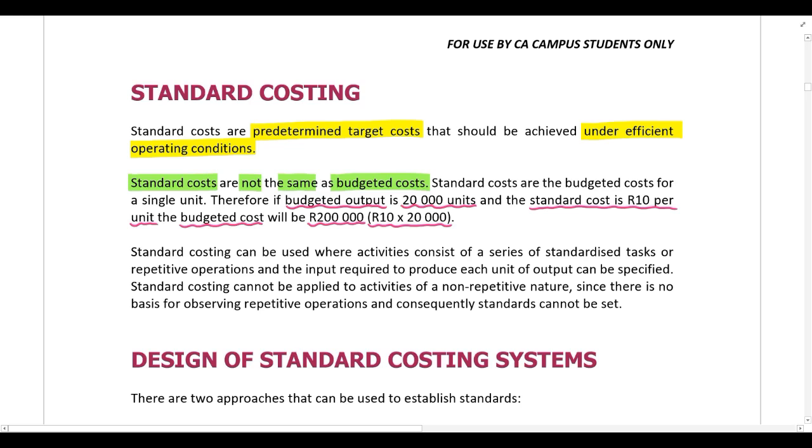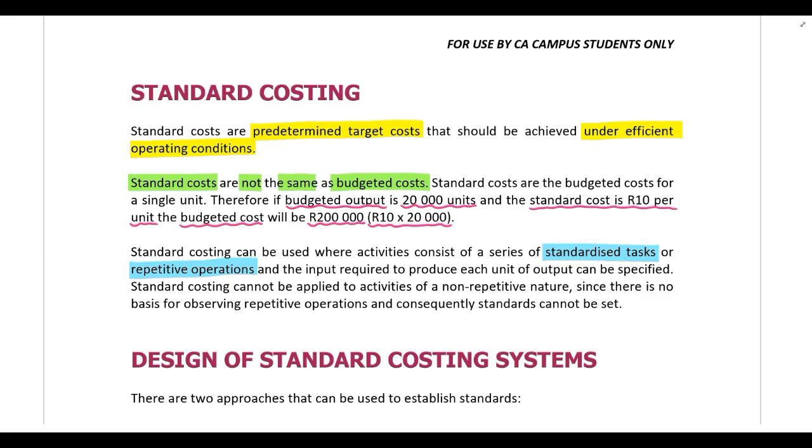Now, what types of organizations will benefit from using standard costing? It's important to note that their activities should consist of standardized tasks or repetitive operations, and that's so that standards can be set. So you need to be able to determine exactly how many labor hours are required to make one product, exactly how many machine hours are required, exactly how much raw material is required. So in order to set standards, we need standardized tasks and repetitive operations. So standard costing is best suited to organizations that are involved in mass production. You have repetitive operations and you can set standards.